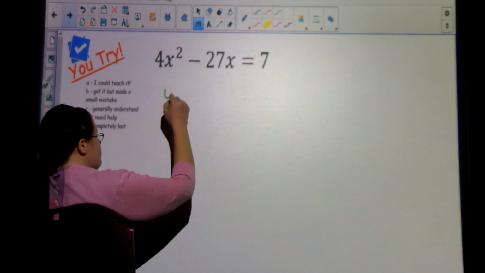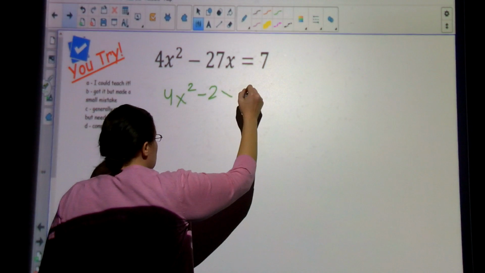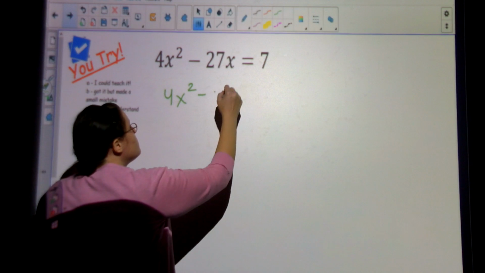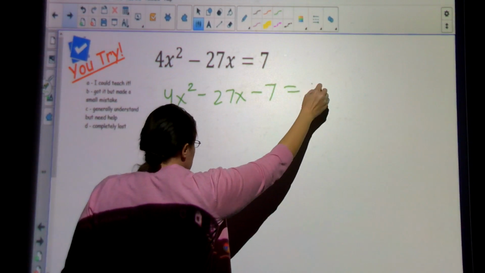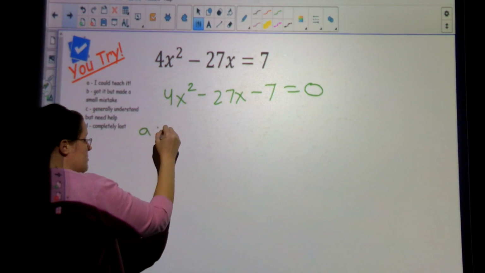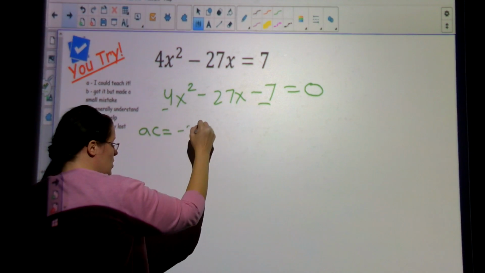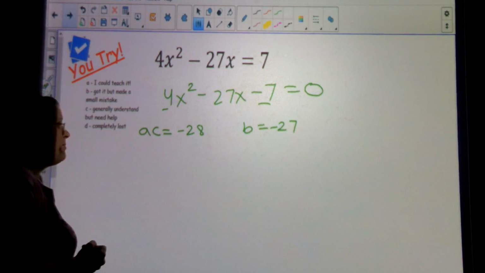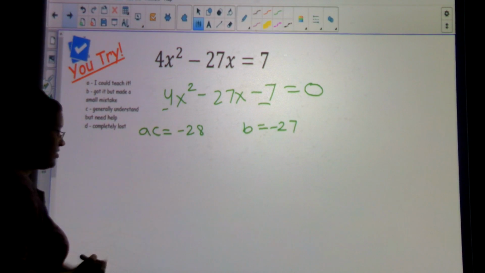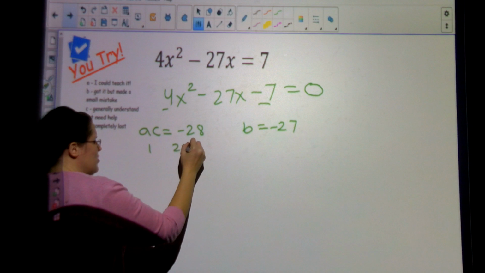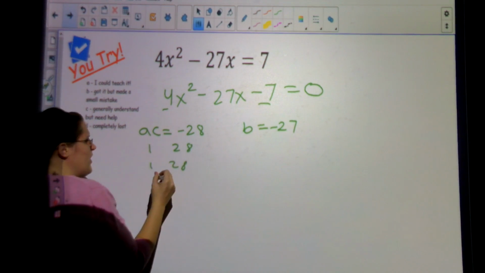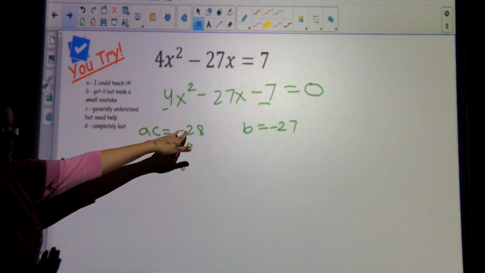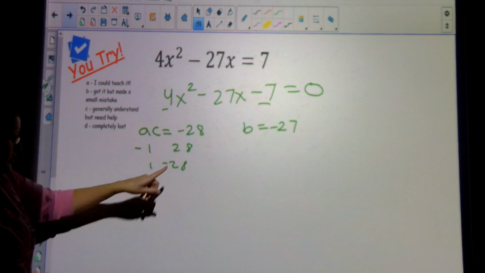Okay, let's go over it. 4x squared minus 27x minus 7 equals 0. A times C is negative 28. B is negative 27. By the way, you don't need to list all the pairs. It's just a kind of if you're stuck. I'm guessing it's 1 and 28. Now the question is, which one is it? One of them has to be negative in order to multiply to be a negative number, to add to be negative 27, so right here.